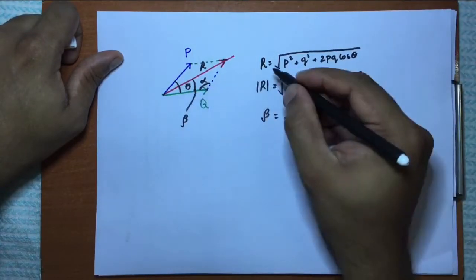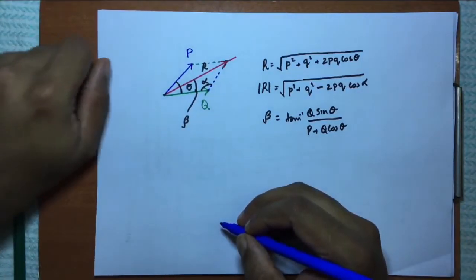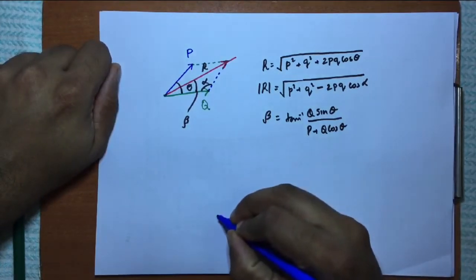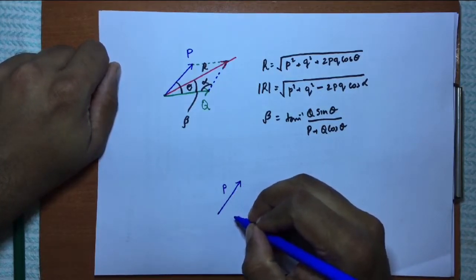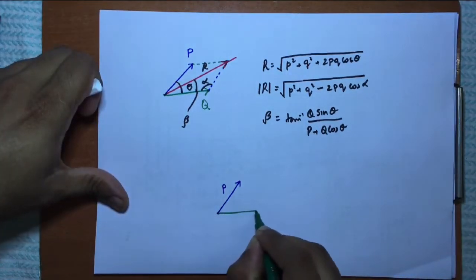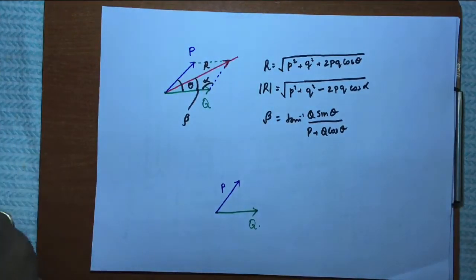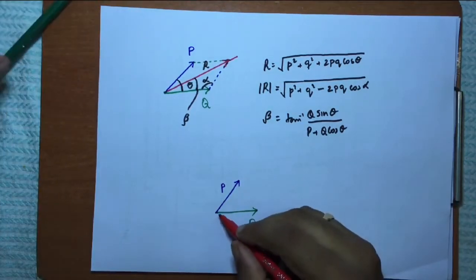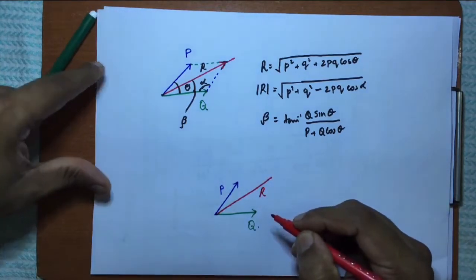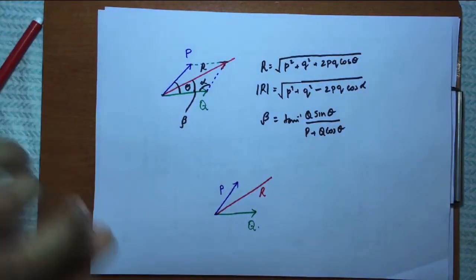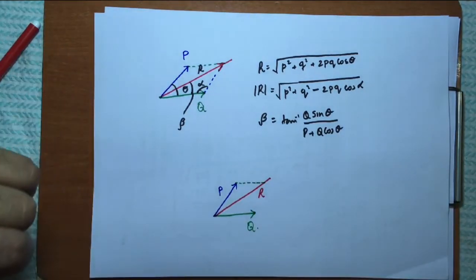If you want to have a better understanding of this, let me just redraw the triangle. Let us consider the force P first. So I am drawing P here. P is the force, and I have added Q to it. Q is like this, and the resultant force R is going like this. Now if I try to finish the triangle of P and Q, I get it like this.